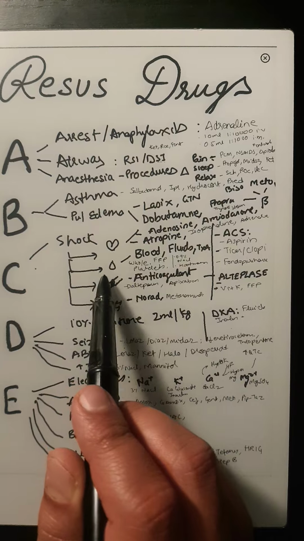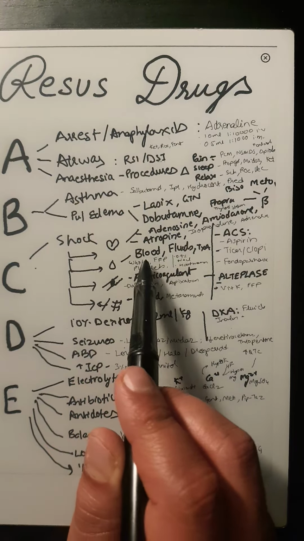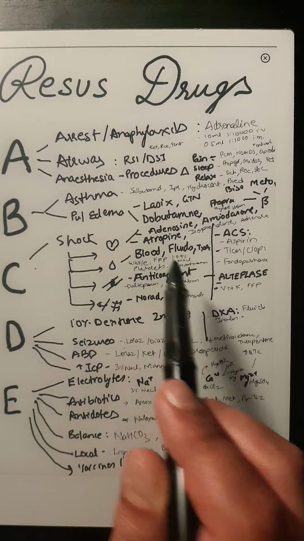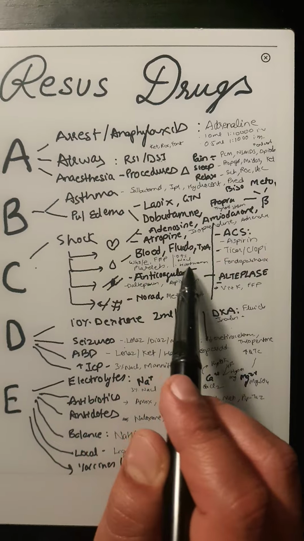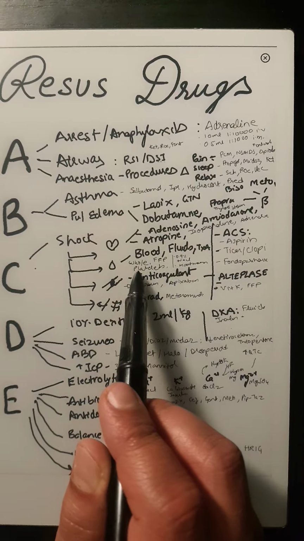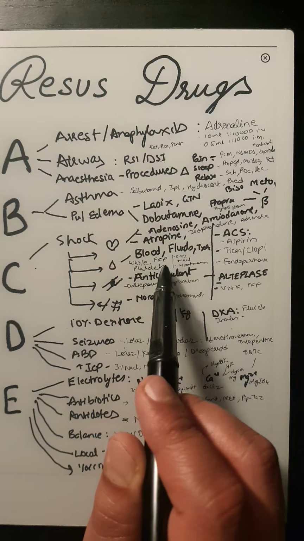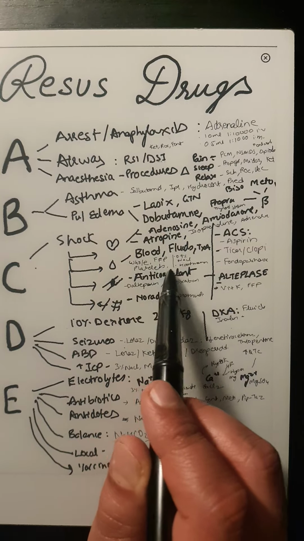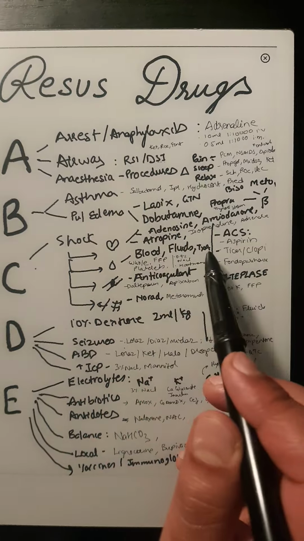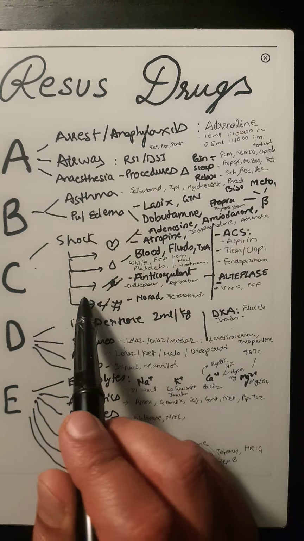But then other causes of shock, like hypovolemic shock due to lack of volume, so then you would give fluids, Hartmann's or normal saline. And then for whole blood loss, you could give whole blood, fresh frozen plasma or platelets, and tranexamic acid for bleeding loss.